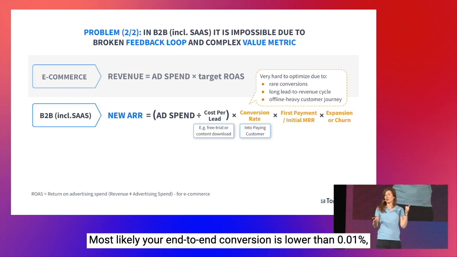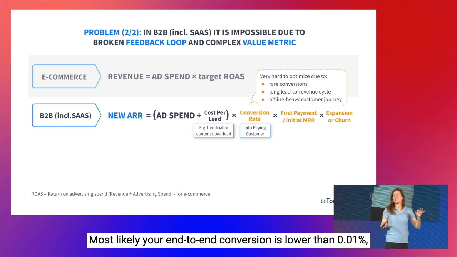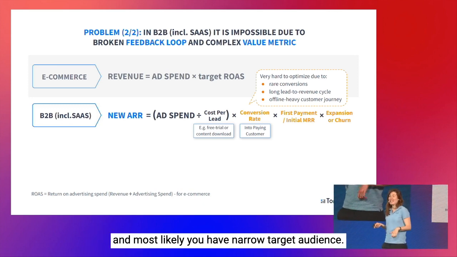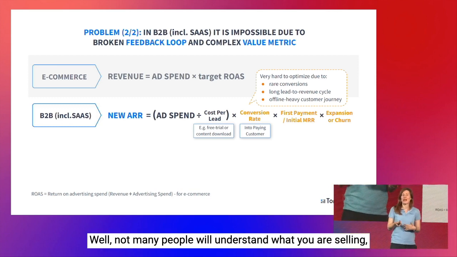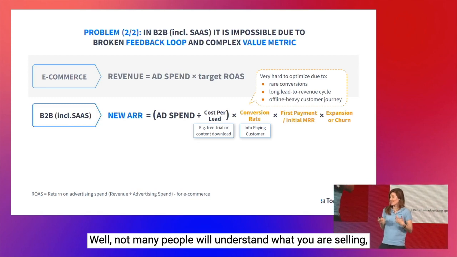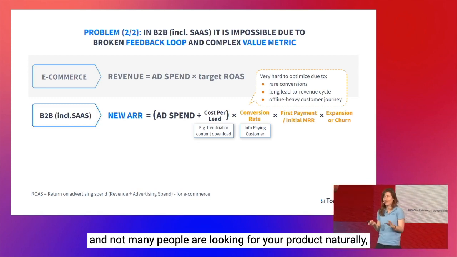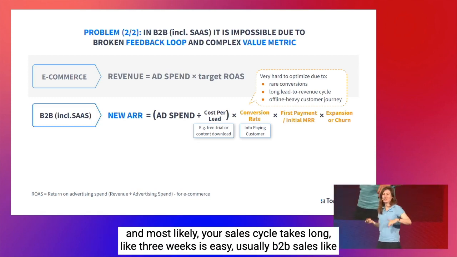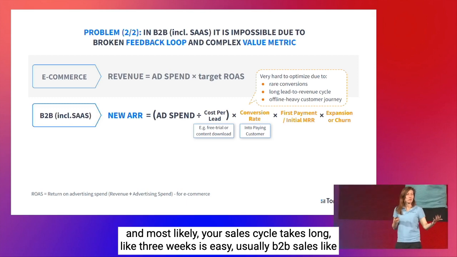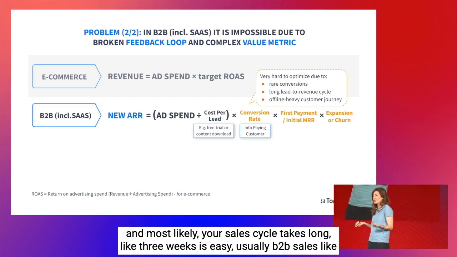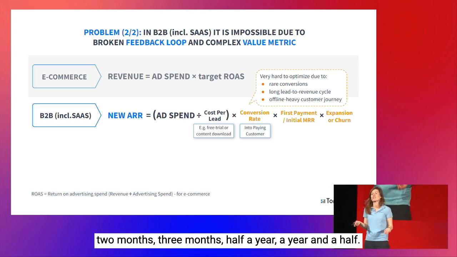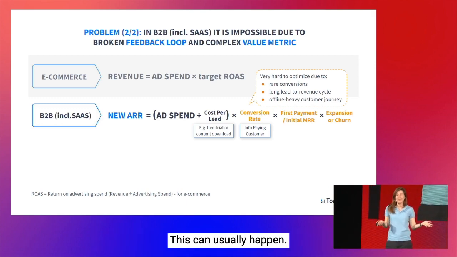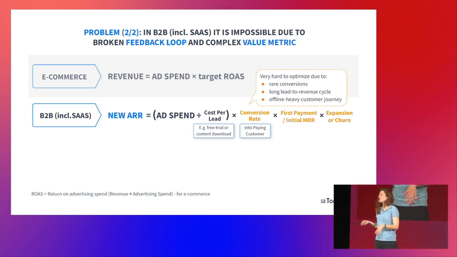Most likely, your end-to-end conversion is lower than 0.01%. And most likely, you have a narrow target audience. Well, not many people will understand what you are selling, and not many people are looking for your product, naturally. And most likely, your sales cycle takes long. 3 weeks is easy. Usually, B2B sales take 2 months, 3 months, half a year and a half. This can usually happen.